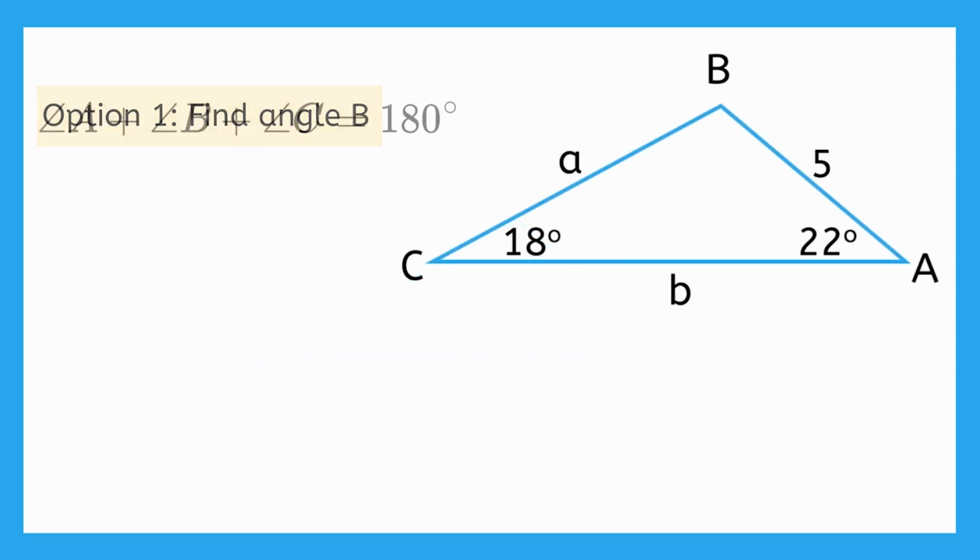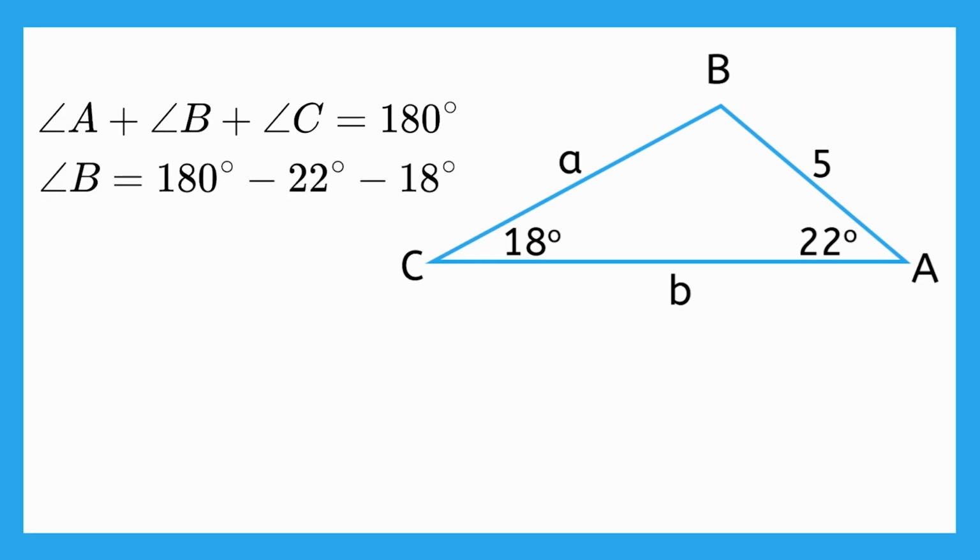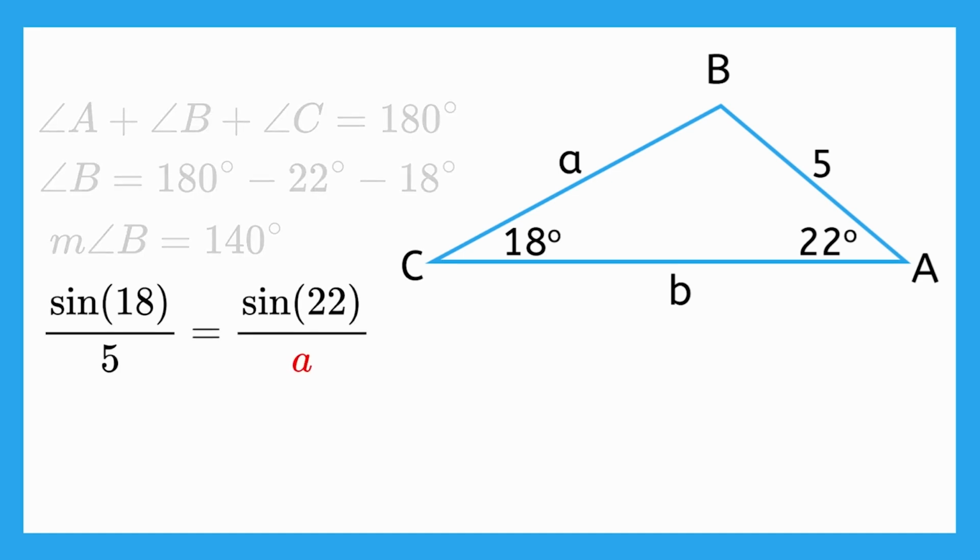Since the angles of a triangle add to 180 degrees, I'll take 180 and subtract 22 and 18. So angle B is 140 degrees. Now, I can use the law of sines to write a proportion and find side A. Sine of 18 over 5 equals sine of 22 over A.